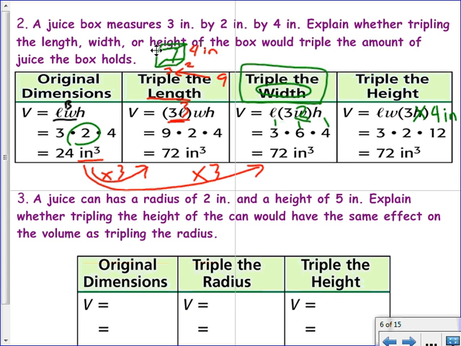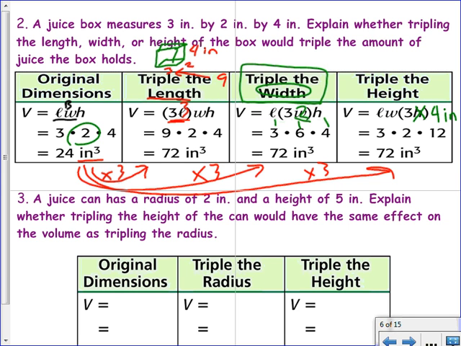So when we're talking about a rectangular prism, the way it works is if we multiply any side by a number, say in this case by 3 to make it 3 times bigger, we will do the same thing to the volume. We will make the volume 3 times bigger. If we made the height half as big as it originally was, our volume would become half as big as it originally was. Okay?